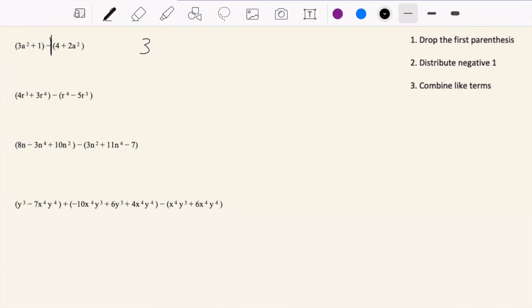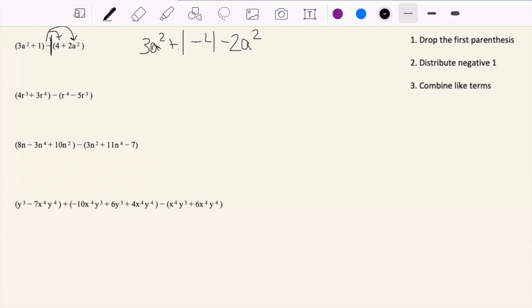So what we have to do is we drop the first parentheses. So we rewrite that as 3a squared plus 1. And then we distribute that -1. And what happens is it changes the sign of each of those numbers. So when this is +4 in the parentheses, this now becomes -4. And then this positive 2a squared becomes -2a squared.